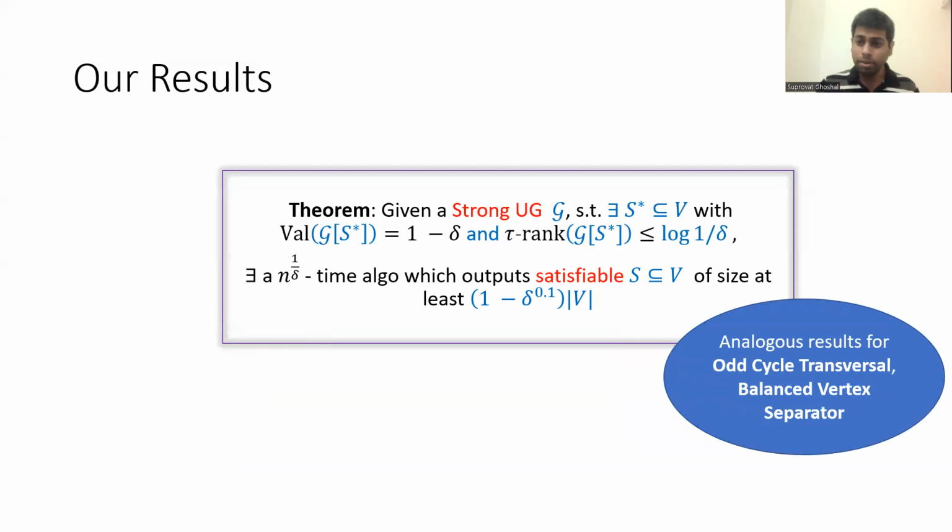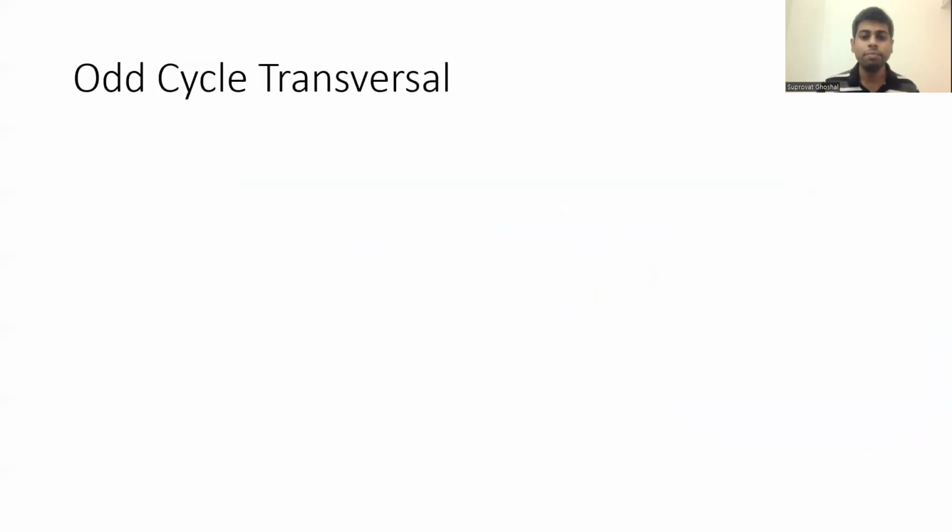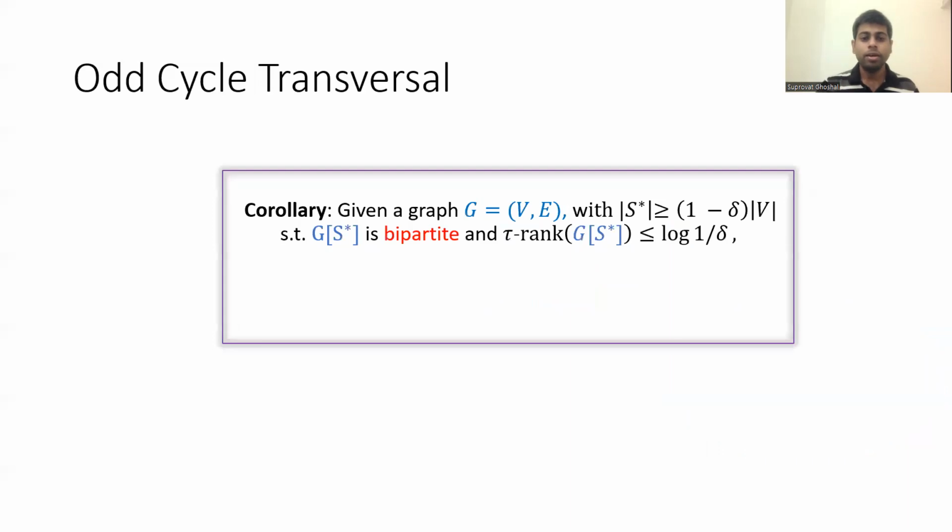Also, as almost immediate corollaries, we get quantitatively similar results for related problems such as odd cycle transversal and balanced vertex separator. For example, our result for odd cycle transversal is the following. Say we are given a graph which contains a 1 minus delta size subgraph that is bipartite and induces a subgraph which has threshold rank at most log 1 over delta.